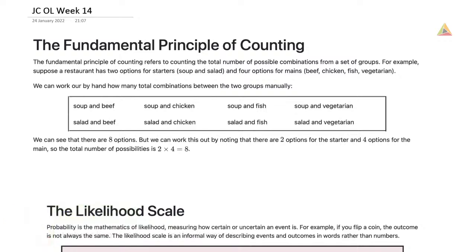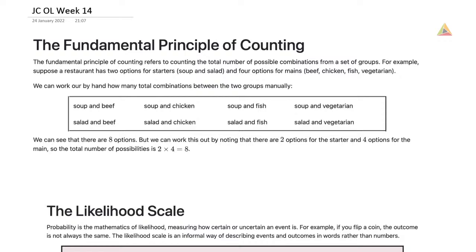So the fundamental principle of counting refers to counting a total number of possible combinations from a set of groups. For example, suppose a restaurant has two options for starters, soup and salad, and then four options for mains: beef, chicken, fish and vegetarian. We can work out by hand how many total combinations there are between the two groups.